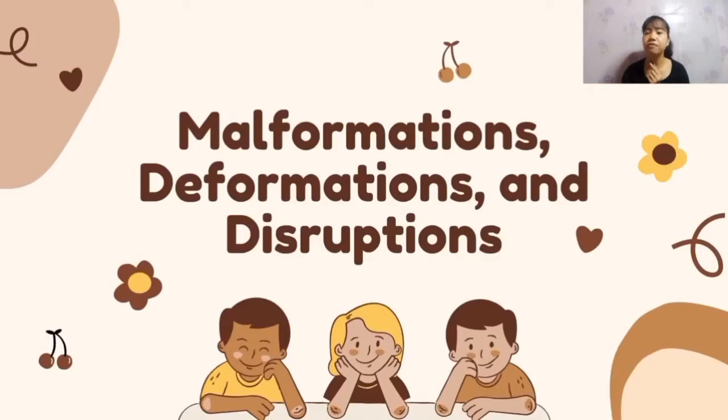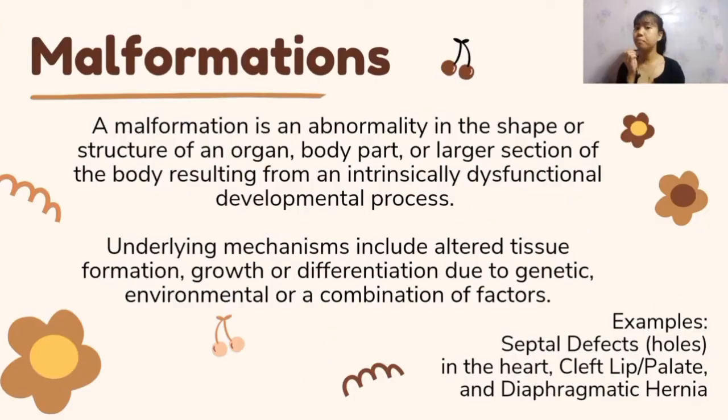Now let us discuss the differences between malformations, deformations, and disruptions. The term malformation is derived from the Latin words malus, meaning bad or wretch, and formare, meaning to form or to shape. A malformation is an abnormality in the shape or structure of an organ, body part, or larger section of the body resulting from an intrinsically dysfunctional developmental process. In other words, the genetic instructions for development are faulty, interfered with, or both. Underlying mechanisms include altered tissue formation, growth or differentiation due to genetic, environmental, or a combination of factors.